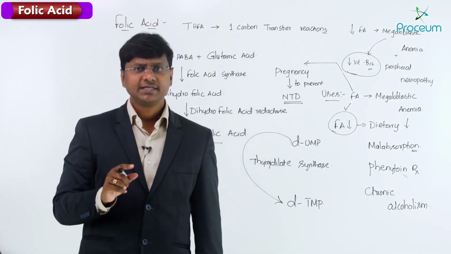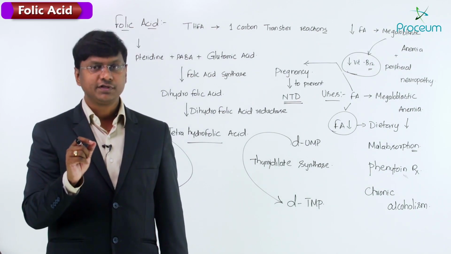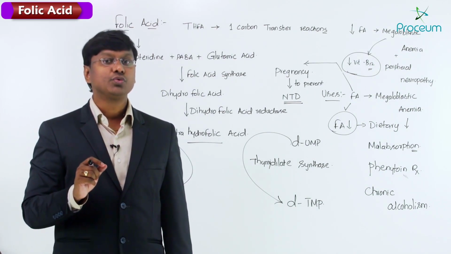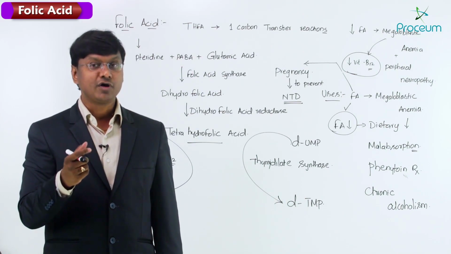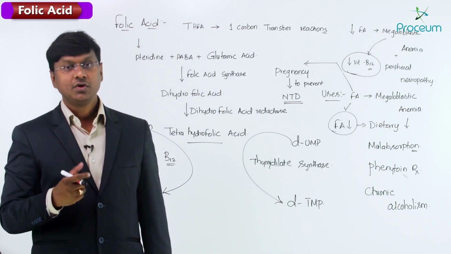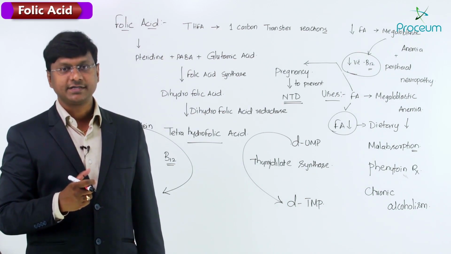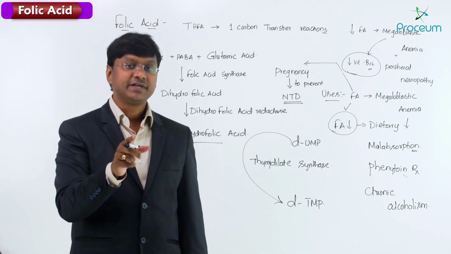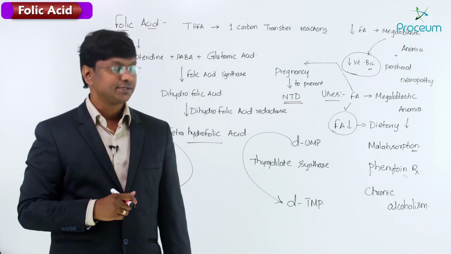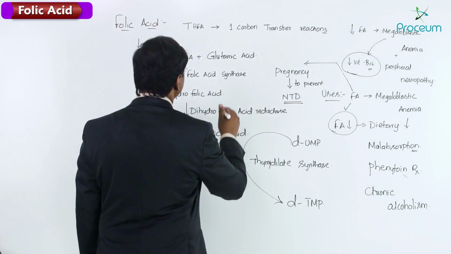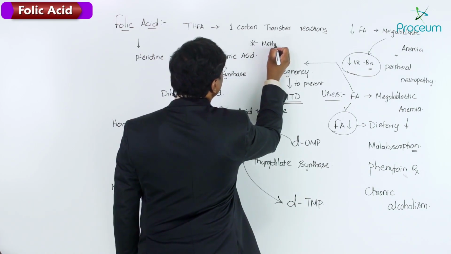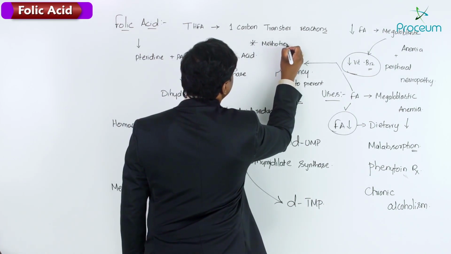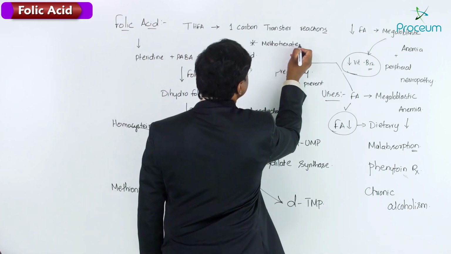Next, the other thing is we have a form of folic acid that is leucovorin, which is nothing but the folinic acid, which is nothing but your formyl tetrahydrofolic acid, or it is also called citrovorum factor. This can be used to prevent the toxicity of methotrexate. See, we have a very important drug, that is methotrexate. This methotrexate is a folate antagonist.